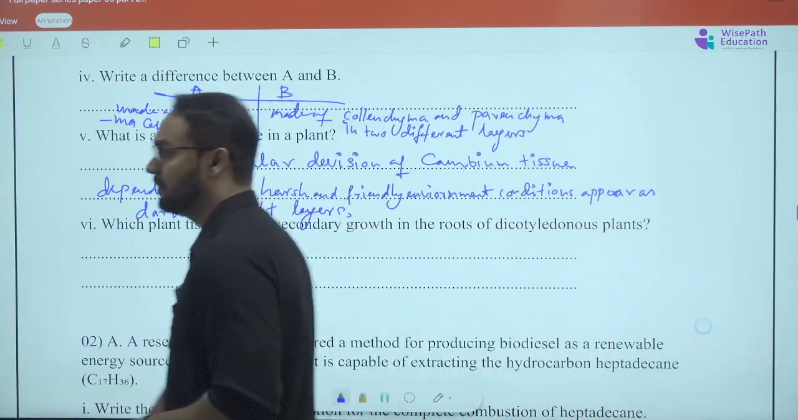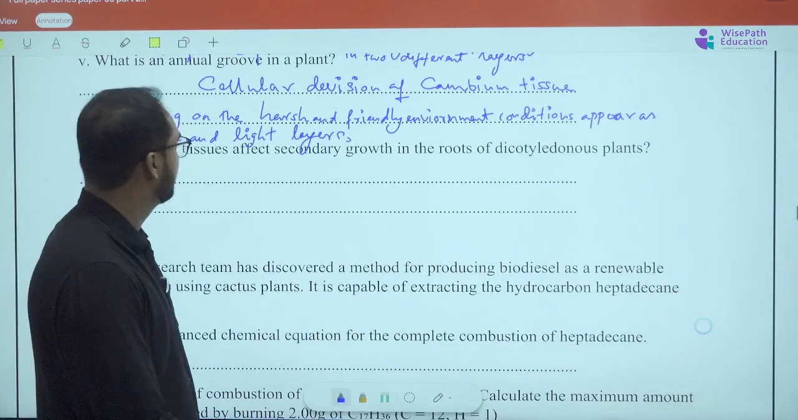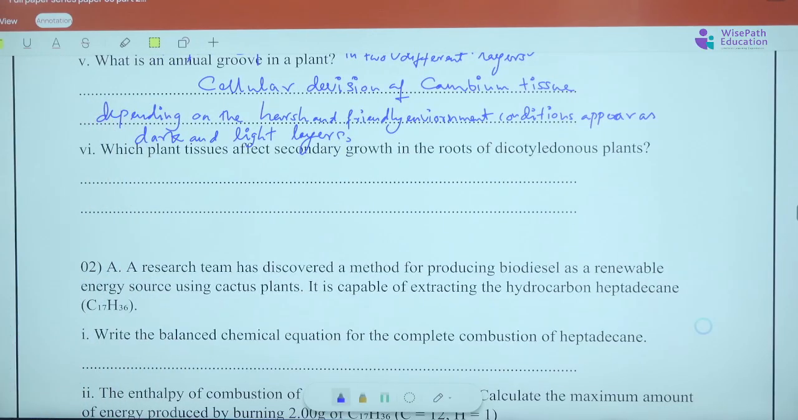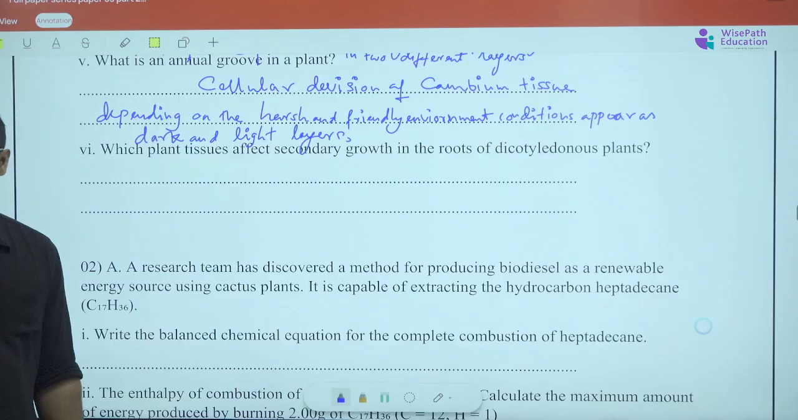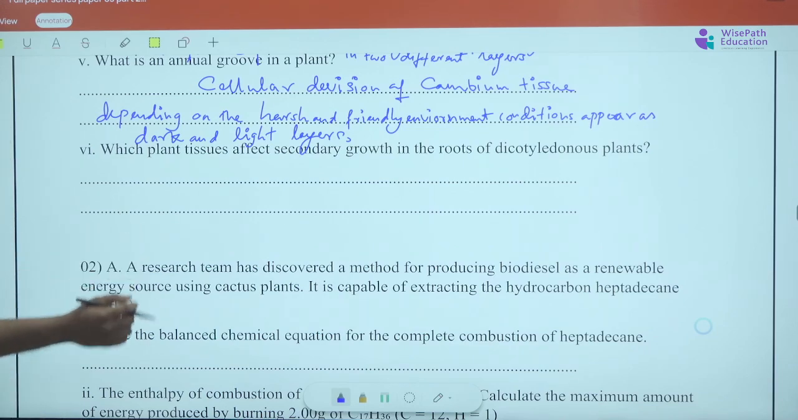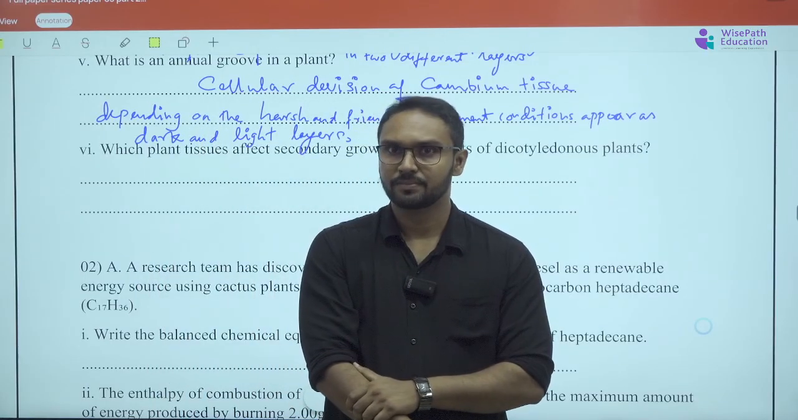Right? The next question: which plant tissue affects the secondary growth in the roots of a dicotyledonous plant? Which plant tissue affects the secondary growth in the root of dicotyledonous plants? Is that the tissue that makes the growth?